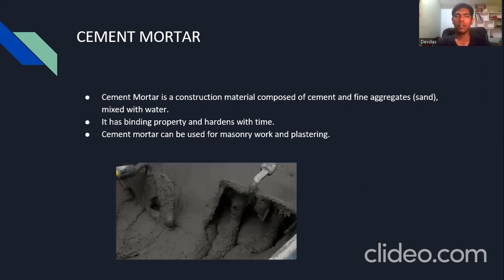Cement mortar, as I said, is used for plastering basically, to fill in the gaps between the bricks or to fill in the walls. So it basically acts as a plastering material.